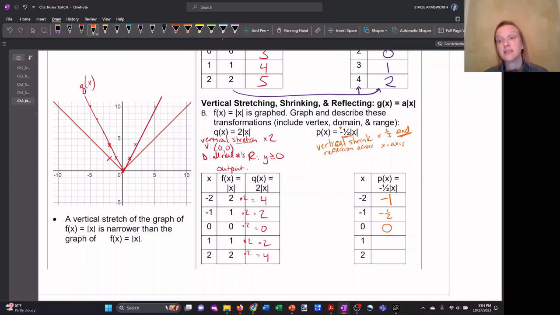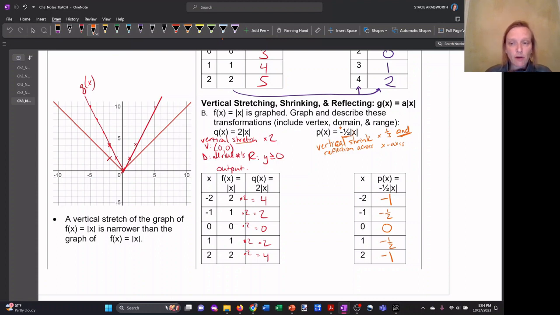but I multiply that by negative 1/2, and I still get 0. An input of 1 would normally give me an output of 1, but I would multiply it by negative 1/2, and I'll get negative 1/2. And an input of 2 would normally give me an output of 2, but I'm going to multiply that by negative 1/2 and get negative 1.